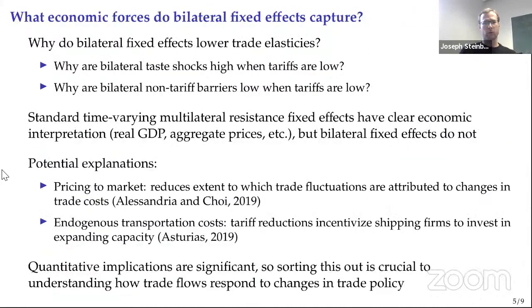More importantly, though, what are the economics behind the main results? And I think this slide is probably the one that I'm the most interested in understanding. This is not a criticism, it's more a call to arms. I think this paper prompts us to need to go out and try to understand this stuff. So why do bilateral fixed effects lower trade elasticities? That amounts to asking, why are bilateral taste shocks high when tariffs are low, or why are bilateral non-tariff barriers low when tariffs are low?